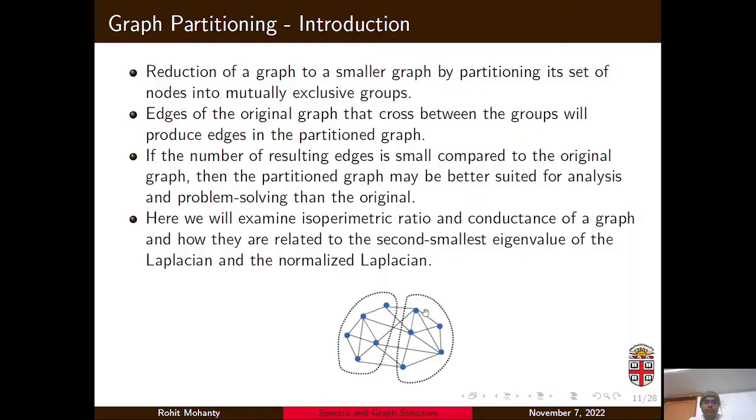As we can see in this picture, this is the original graph, and we have partitioned it into two different subgraphs, and these are the edges in between these two subgraphs, which will serve as the edges for the new partitioned graph. So here we will examine the isoperimetric ratio and the conductance of a graph, and how they are related to the second smallest eigenvalue of the Laplacian and the normalized Laplacian.